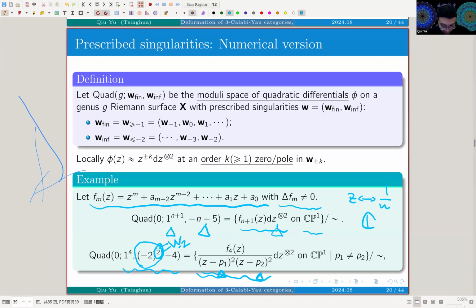So yeah, basically we will mainly focus on the CP1 case. So basically it means that the quadratic differential, you can always write it as a fraction of polynomials or just polynomials.